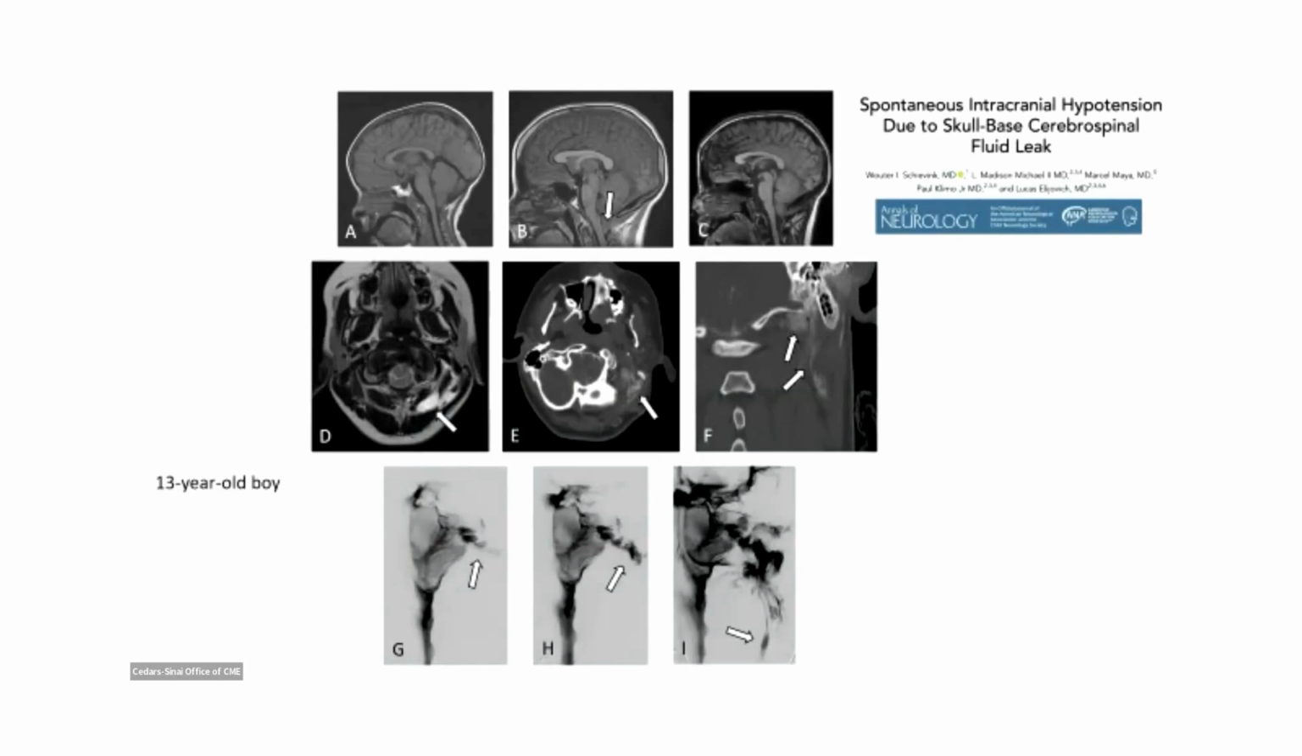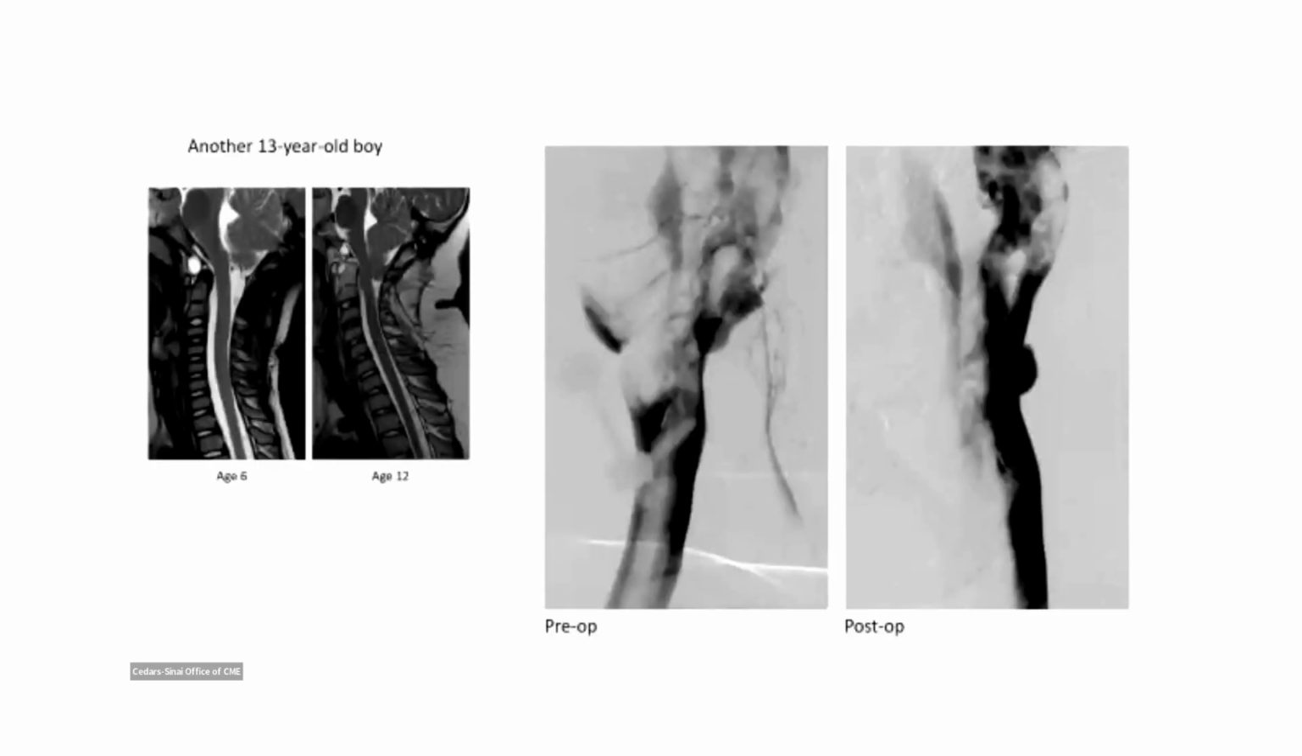And then, as you can see on these beautiful digital subtraction myelograms that Dr. Maya performed, he was leaking from the posterior fossa through the middle ear out into this collection in his neck. So it's not only in the spine, but this is literally less than 1 out of 1,000 patients who we have seen with SIH. And then a year after we saw that patient, we saw another 13-year-old boy who also had a skull-based CSF leak, but this was a traumatic one at the level of the lower clivus.